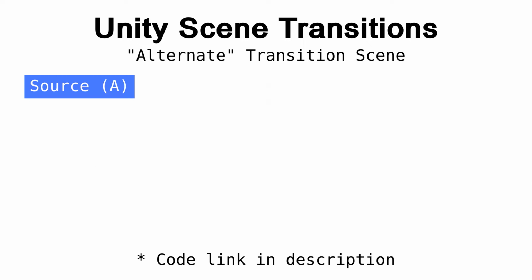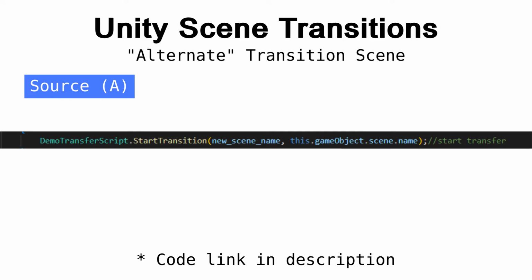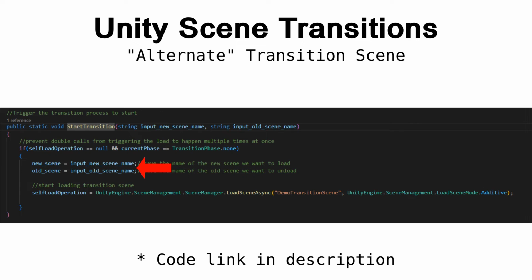So you start with the source scene. It calls a function on the transition script indicating which scene that we want to load and which scene is calling the load, so the destination and the source respectively. The static function stores the provided scene names into static variables and begins loading our transition scene.